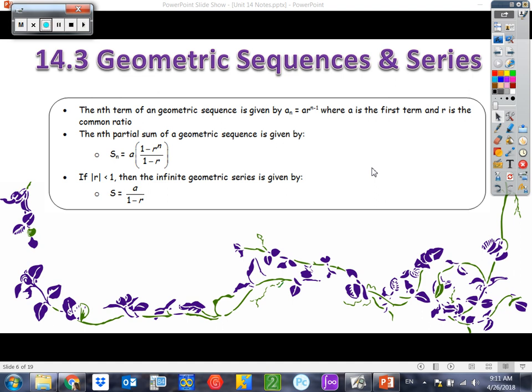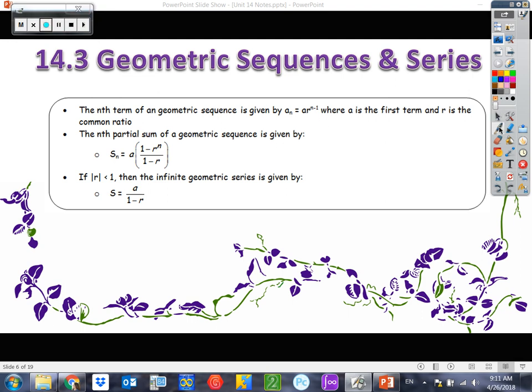We have the sequence formula right here where it's basically a times r to the n minus 1. Okay, this right here. Now that's the formula that we use in Precal. Doesn't necessarily have to look like that. It could be a times r to the n, could be a times r to the n plus 1. Really, it could be anything.